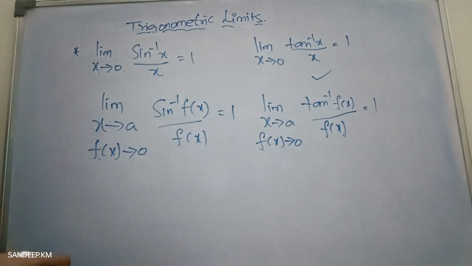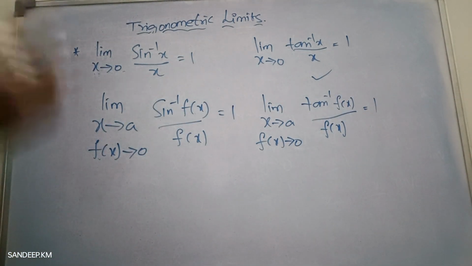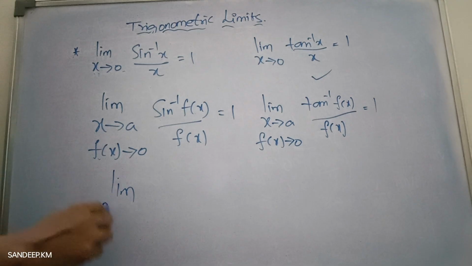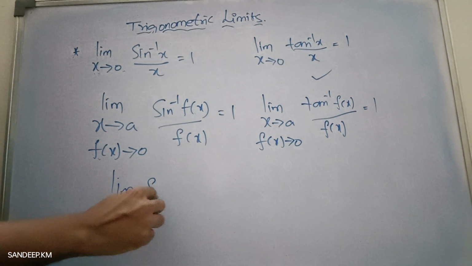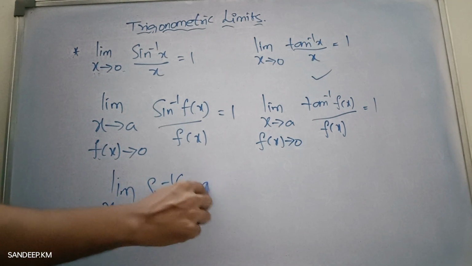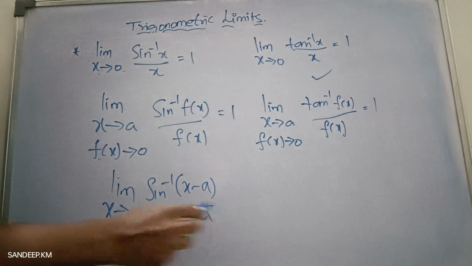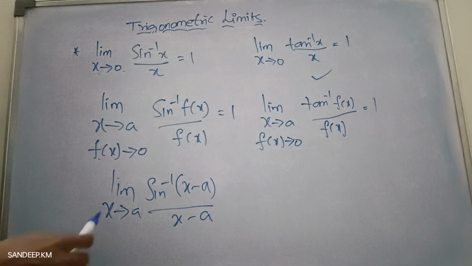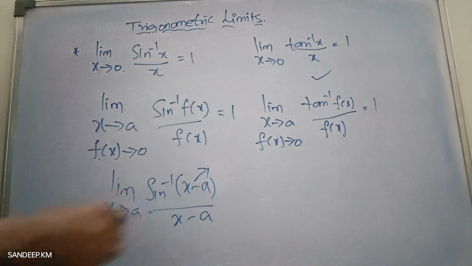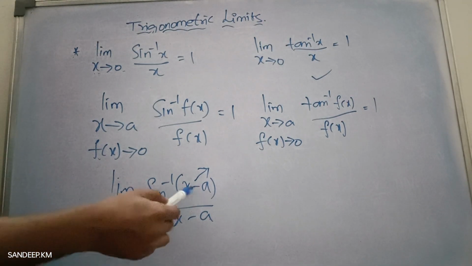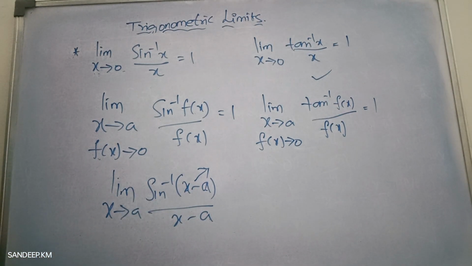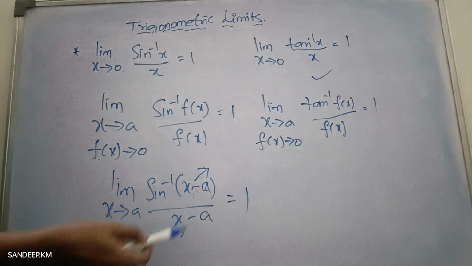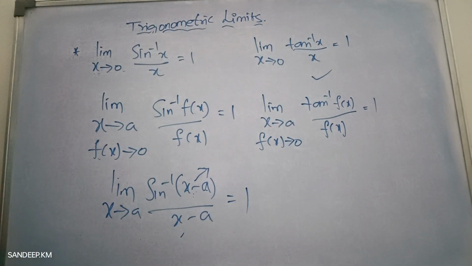Now if you want a simple example, what is limit x approaches a, sine inverse of x minus a divided by x minus a? When x is approaching a, this is your f of x, correct or not? X minus a is approaching 0 only. So this is approaching 0. Therefore the answer is how much? 1, because it is in the form of sine inverse f of x by f of x. So the answer is 1. Okay, we'll go with the next one.